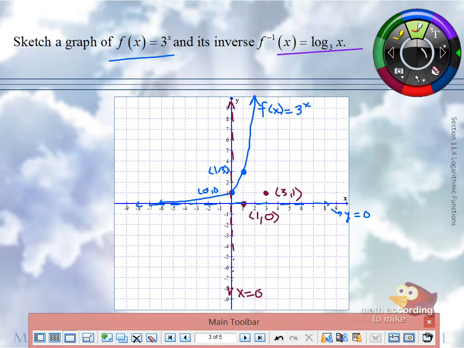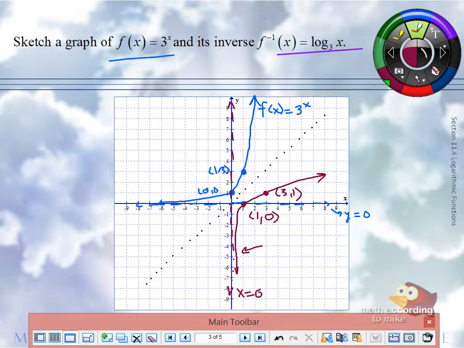And as discussed, if you were to graph them together, they should look like they are mirror images about the line y equals x. So if I were to put these in together, it should look like it's starting to hug the y-axis down here, and then go through your 2 points. So again, you should see that mirror image of the line y equals x.